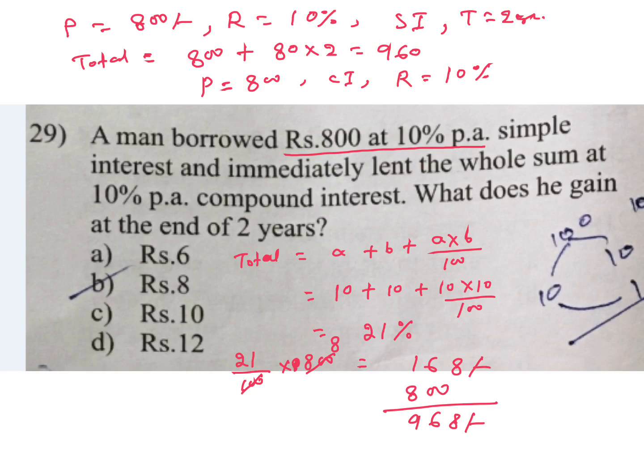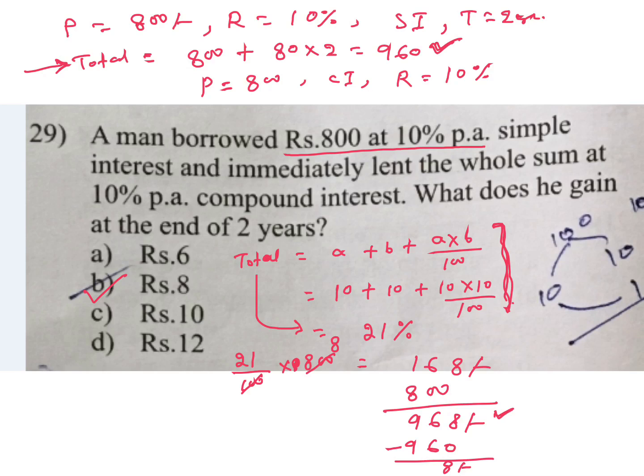So gain is, in first case it's 960 rupees, second case it's 968 rupees. So 968 minus 960, you will get 8 rupees. This is the gain. B is the answer. These things, if you practice more, no need to write these things directly. You can write this one here also. Directly this total you can write, so that within 40 seconds you can solve this question.